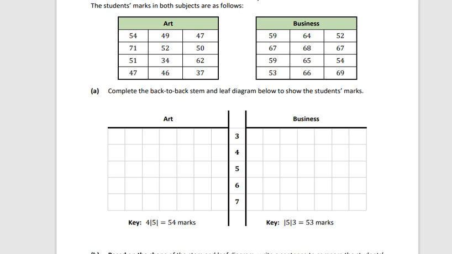Hi folks, this is question 4. It's a back-to-back stem and leaf plot. We take the business ones, we're just going to put all the numbers in. There's nothing beginning with 3 for business. Beginning with 4, there is nothing either.